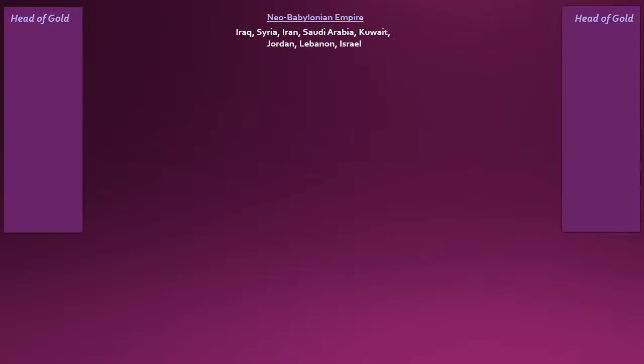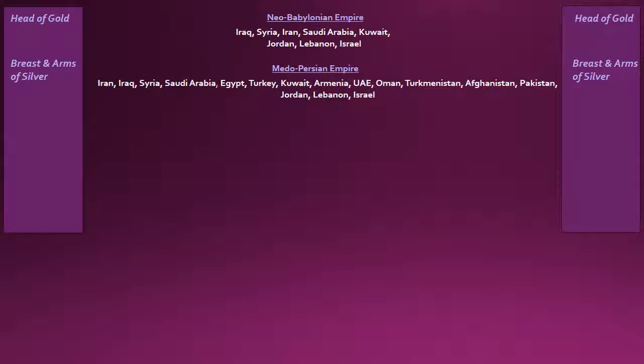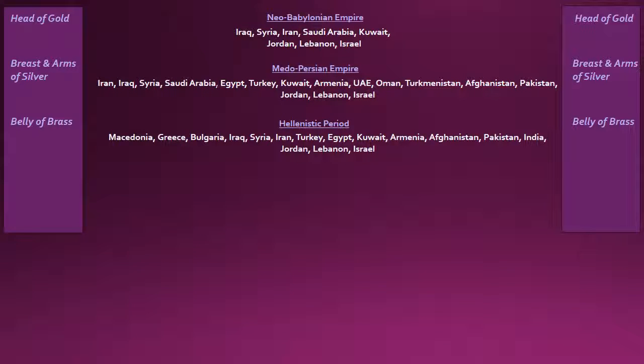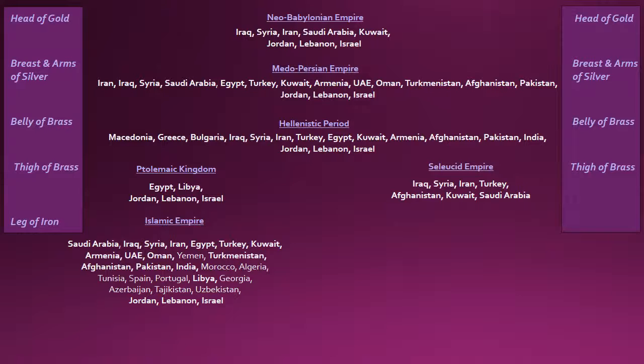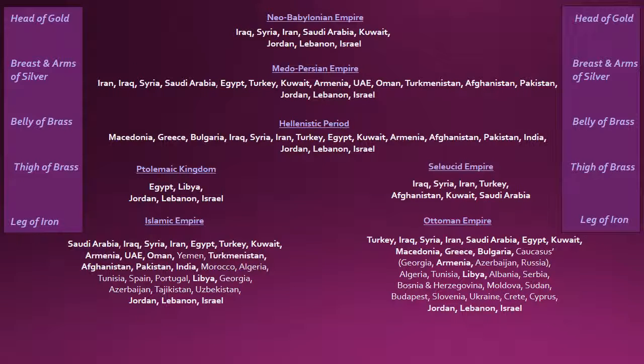Daniel 2 tells us of the Neo-Babylonian Empire, the Medo-Persian Empire, the Hellenistic period, which includes the Ptolemaic Kingdom and the Seleucid Empire. Then it shows the Islamic Empire and the Ottoman Empire. Now these last two empires are stated to be one in Daniel because they are the same kind of empire. The two legs indicate that they are separate from one another in time, but the force behind them remains the same. We are also told that these empires cover the entire area of the previous ones, so we can have a quick look to make sure that they do.